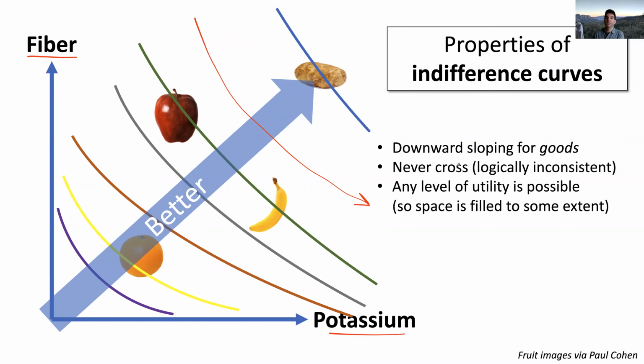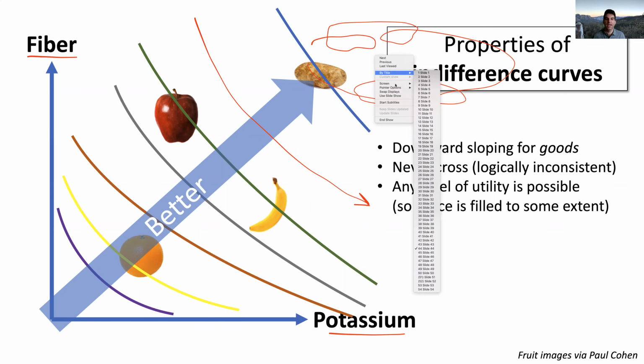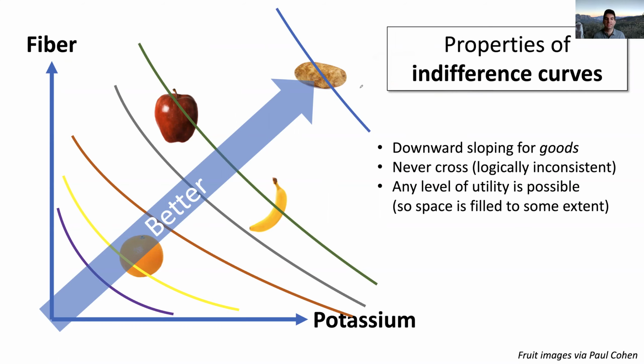And then any level of utility is possible. So I think this answers the question: the entire space of utility, this entire space over here, is covered by indifference curves. So you can imagine indifference curves. Between every indifference curve, there's a bunch more indifference curves. Above these indifference curves, there's a bunch more indifference curves.